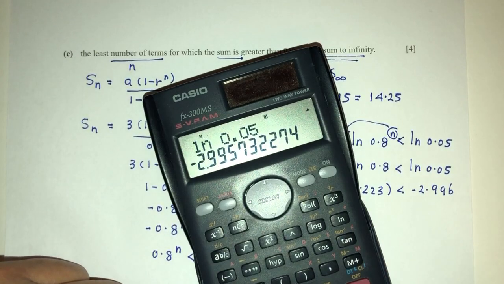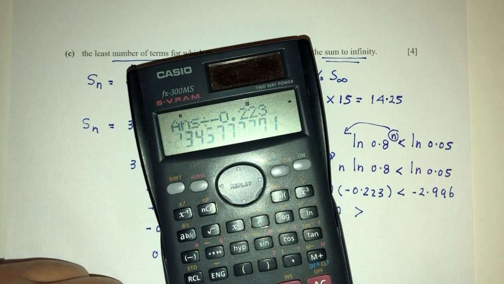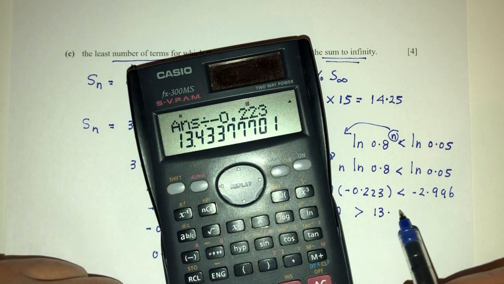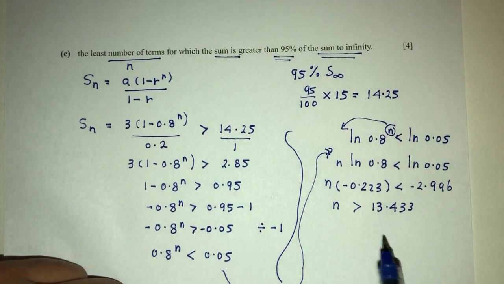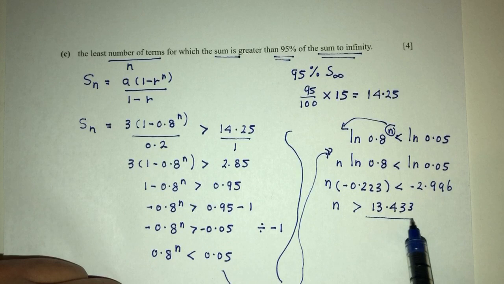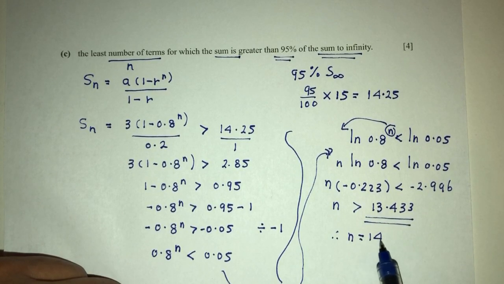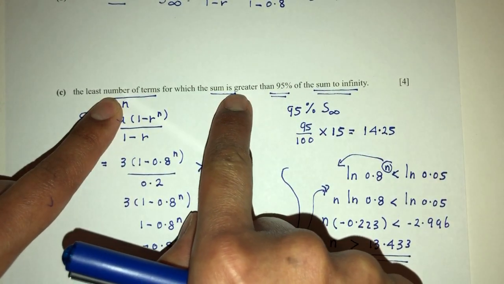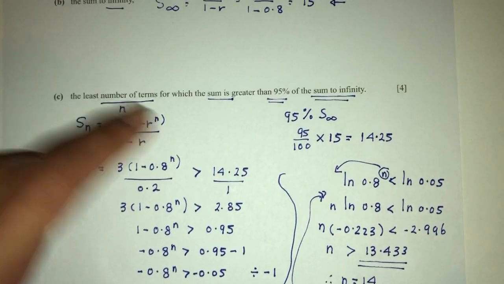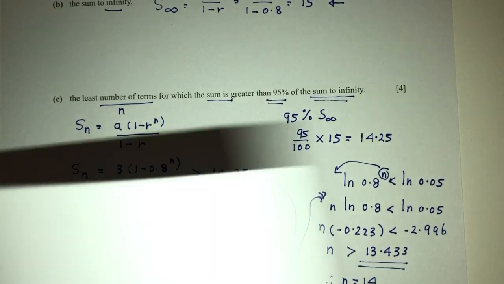So this divided by minus 0.223 should be 13.433. So basically n has to be at least more than this, which means n has to be 14 for it to be more than 95% of the sum to infinity. So n is 14 according to this equation. That is question 7.